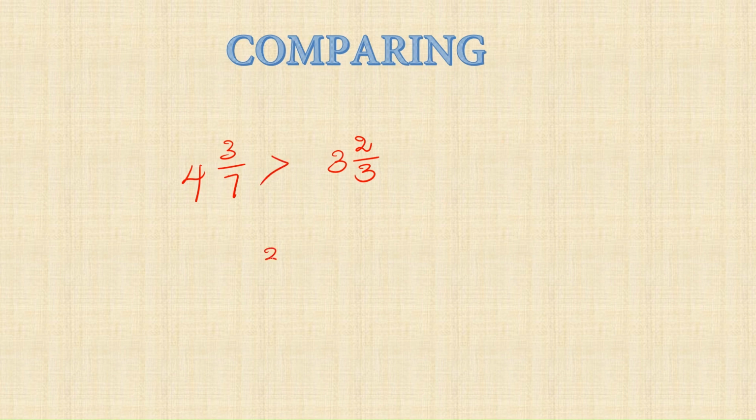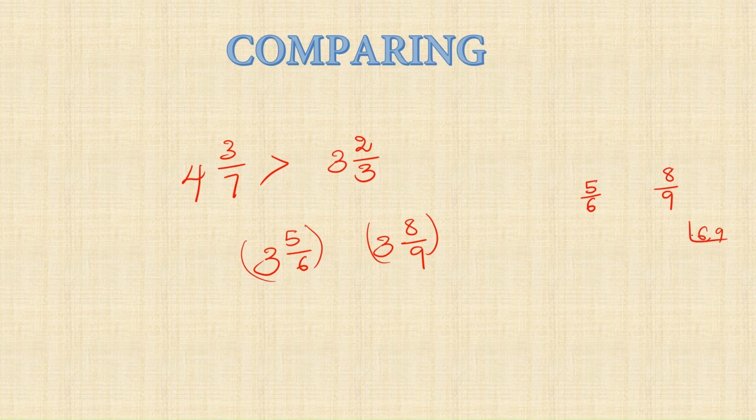Consider the case 3, 5 upon 6 and 3, 8 upon 9. Here the whole parts are same. In such a case, we have to compare the proper fraction from both the numbers. From both the fractions, take the proper fraction part, that is 5 upon 6 and 8 upon 9. Here if we take the LCM of 6 and 9, that is 3, 2 and 3, so the LCM would be 18 here.